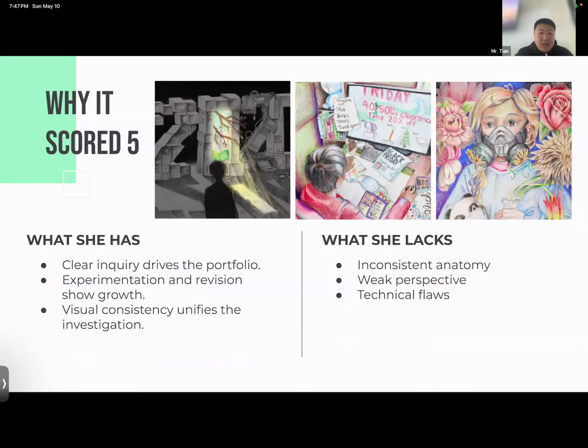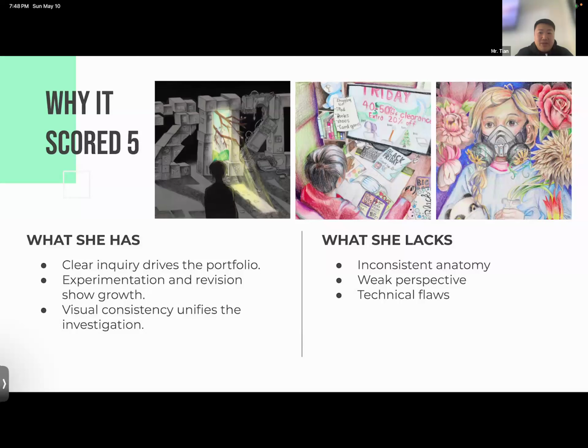Now let's take a look at the strengths and weaknesses of this portfolio more closely. First of all, the weakness is very obvious, right? The anatomy is sometimes inconsistent and the perspective is not always accurate. There are also some clear technical flaws in the drawing. So overall, the technical skill level is probably not advanced.